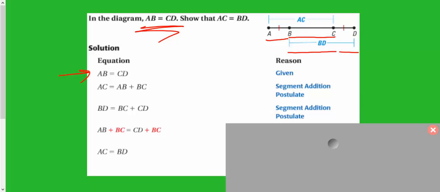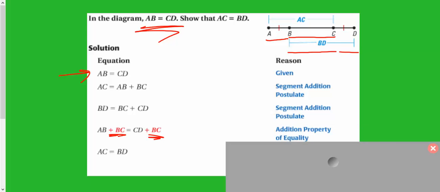Now here's an interesting step. They're going to add this BC on both sides. Okay, so we're adding the same value on both sides. That's our addition property of equality. We can always add the same number on both sides. In this case, they are numbers, they're lengths of segments.